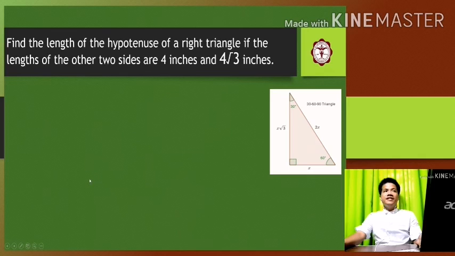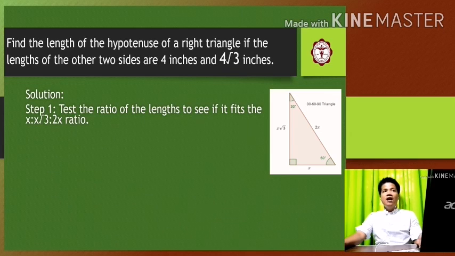For example, find the length of the hypotenuse of a right triangle if the lengths of the other two sides are 4 inches and 4 square root of 3 inches. We have to test the ratio of the lengths to see if it fits the x is to x square root of 3 is to 2x ratio. So we'll have 4 is to 4 square root of 3 is to blank equal to x is to x square root of 3 is to 2x.